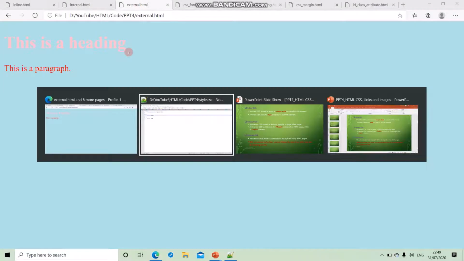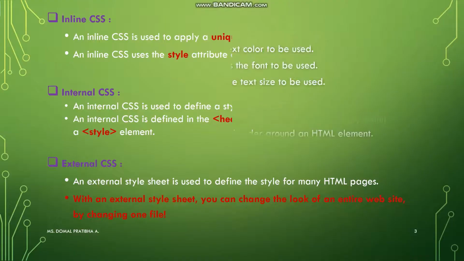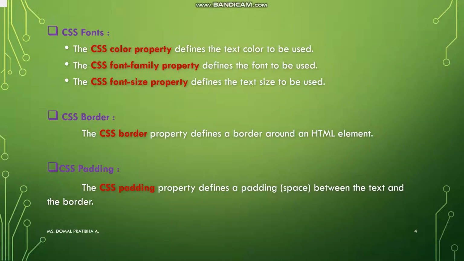Next we'll see CSS fonts. The CSS color property defines the text color to be used. The CSS font-family property defines the font to be used, and the CSS font-size property defines the text size to be used. Let's run this.